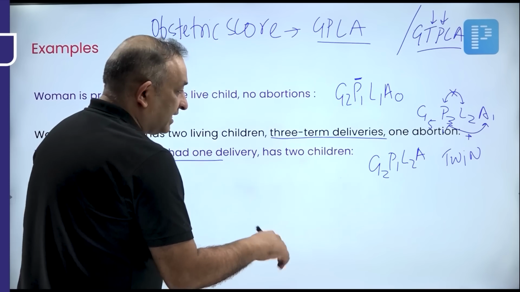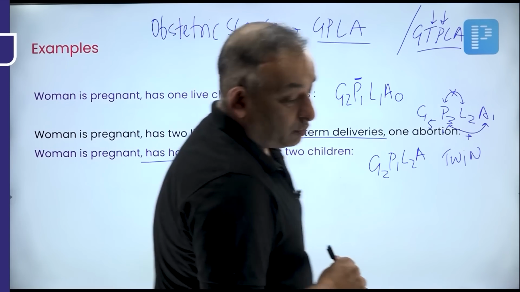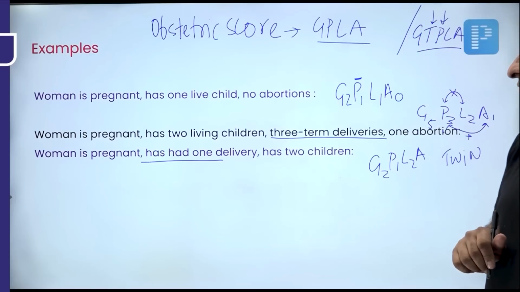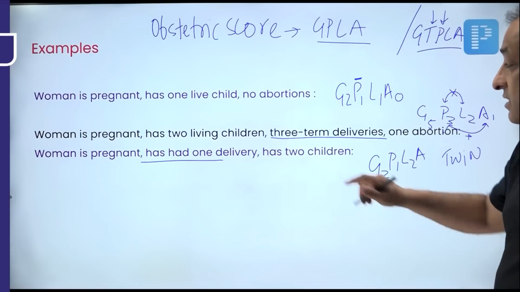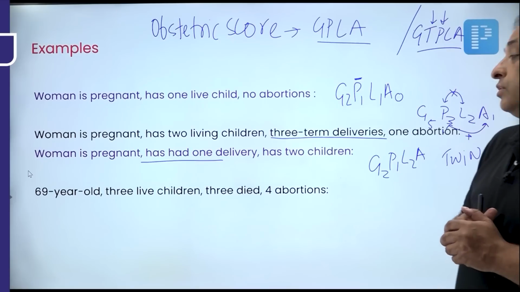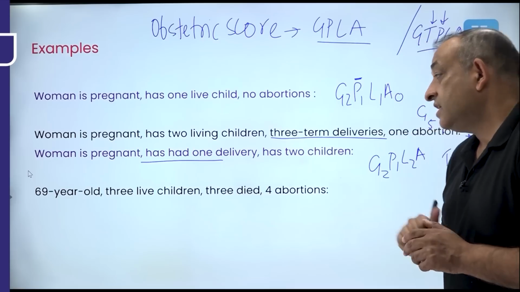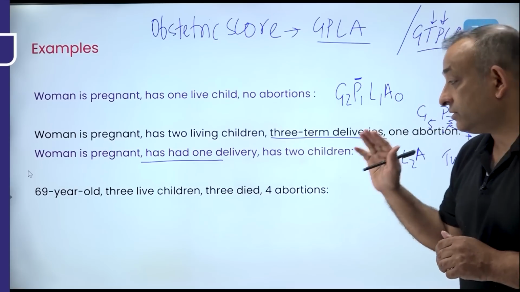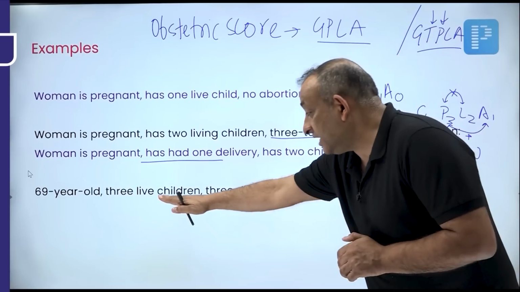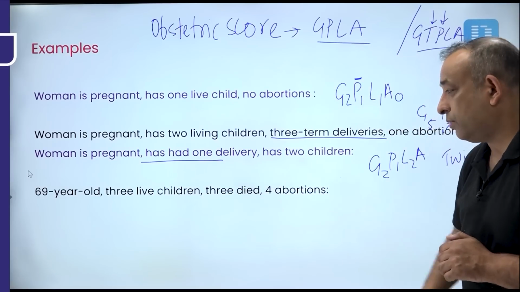Now she's pregnant for the second time. Gravida 2, para 1, live 2. This came in your NEET exam, the twins example. Then this also, I think something similar came in the MCI exam also. Now, a 69-year-old lady, she has 3 living children and 3 have died. That means she has 6 deliveries we can make out and 4 abortions.